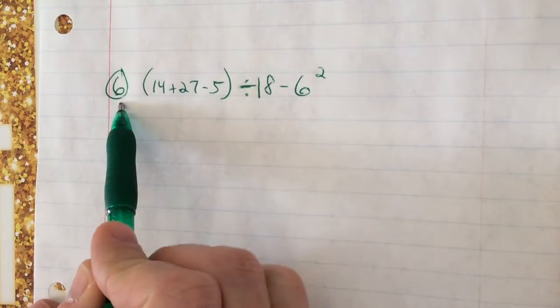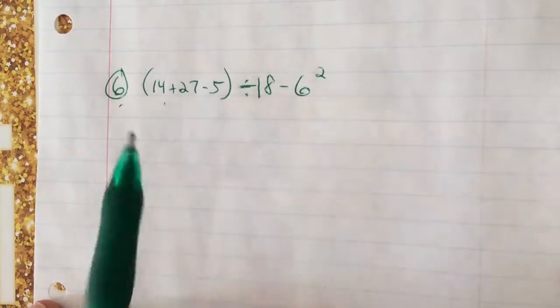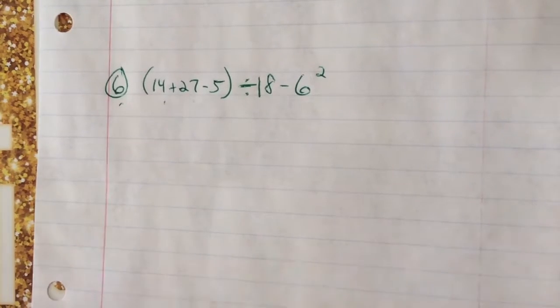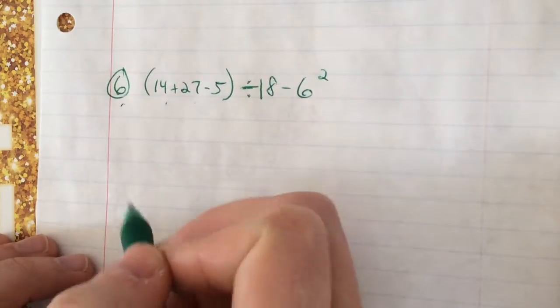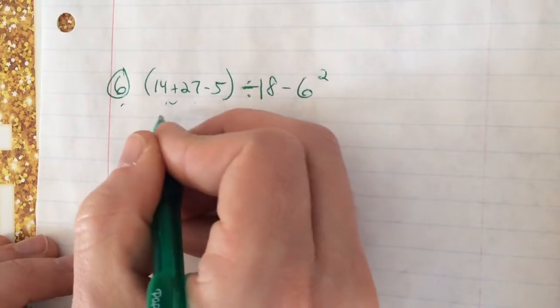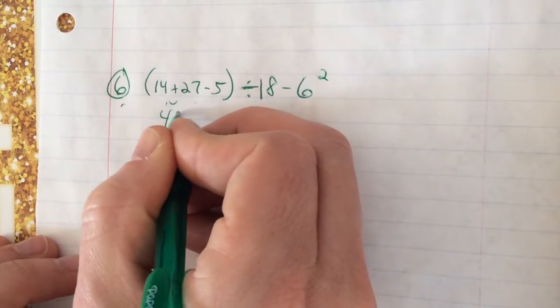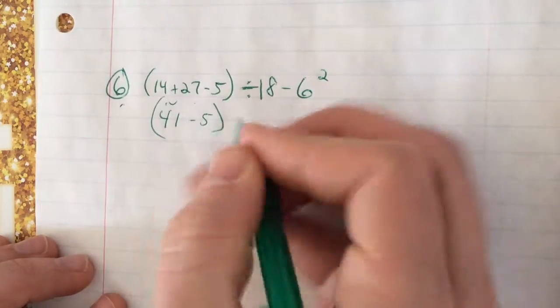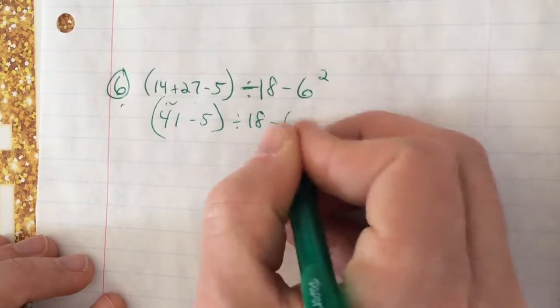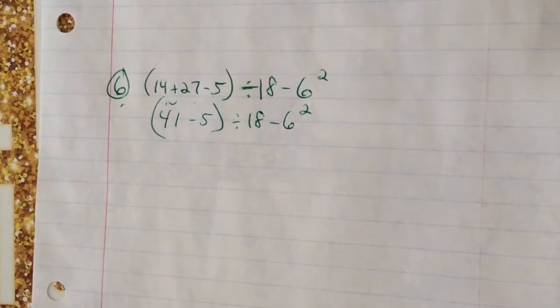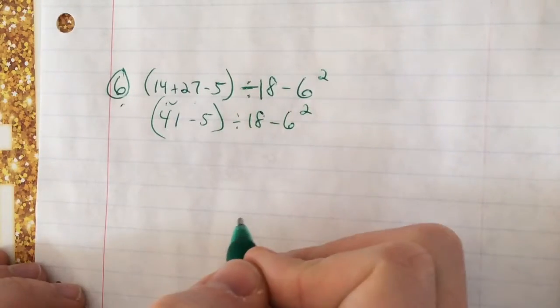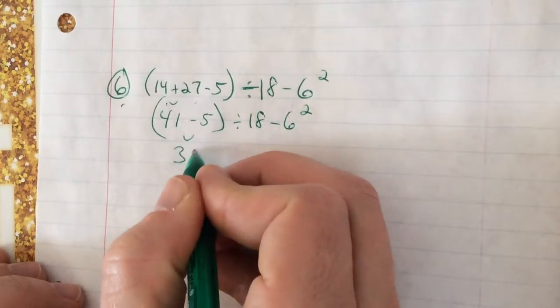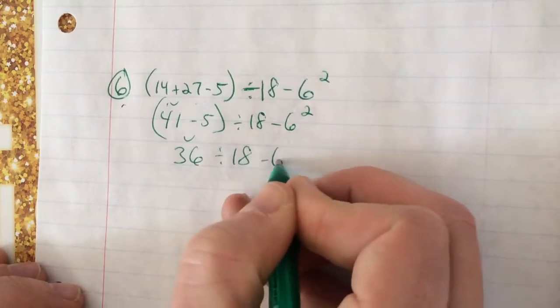This one's number 6, right next to it on the homework paper. 14 plus 27 minus 5, all together in parentheses, divided by 18 minus 6 squared. So we're going to work inside the parentheses first. 14 plus 27 is 41, minus 5, and then rewrite the rest, divided by 18 minus 6 squared. I'm not going to be too tough on you sometimes where I'm going to give you problems that'll be decimals or negative numbers, but sometimes you may get that, and you have to follow the correct process that we know about. So here, 41 minus 5 is a difference of 36, and 18 minus 6 squared.